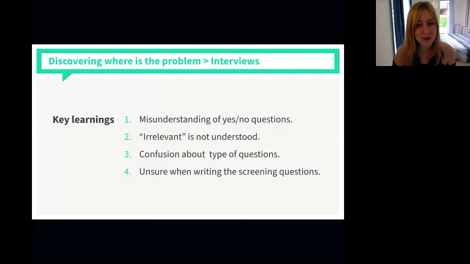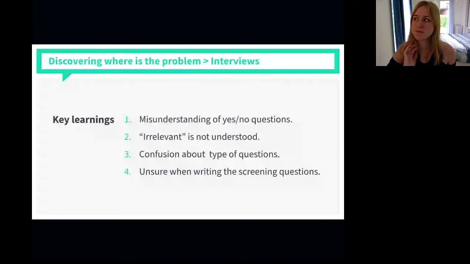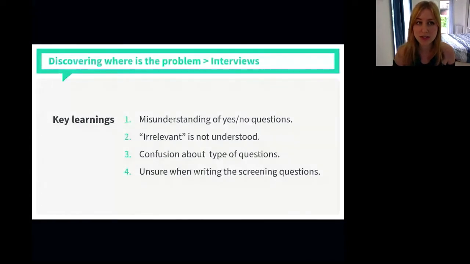So that was the first one. Then we also saw that the irrelevant answer option was not really understood when to use it. I mean, they knew the meaning, but they didn't know how to use it. So that was actually a problem for them. And then we also saw that they didn't quite know when to use multi-select or single select, although it seemed clear at the beginning. When it came to use, it wasn't clear enough.